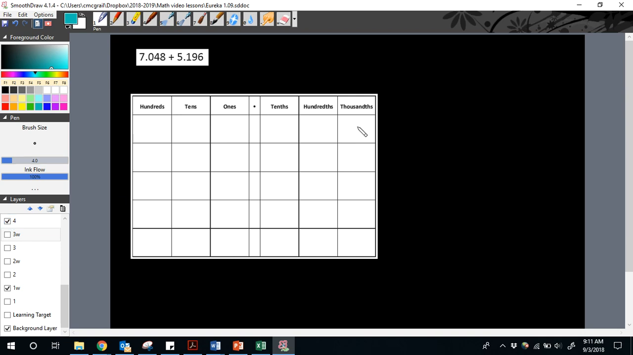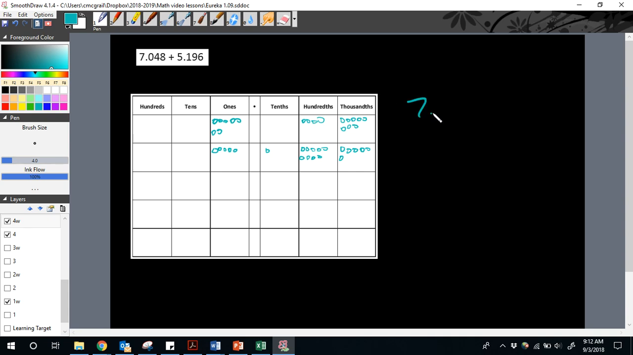Here is a larger problem. Please solve this with your team using your place value chart and your notebook to show your work. Okay, if you had set this up properly, you should see the digits laid out in the place value chart for both numbers.